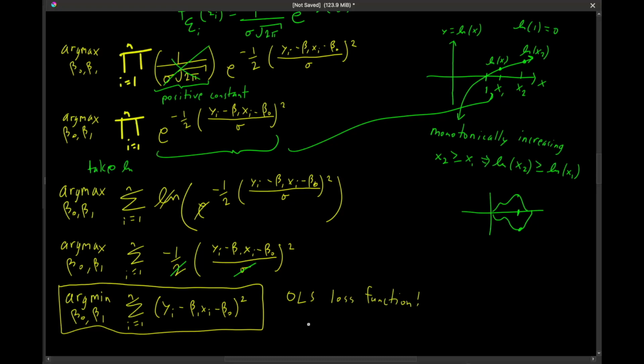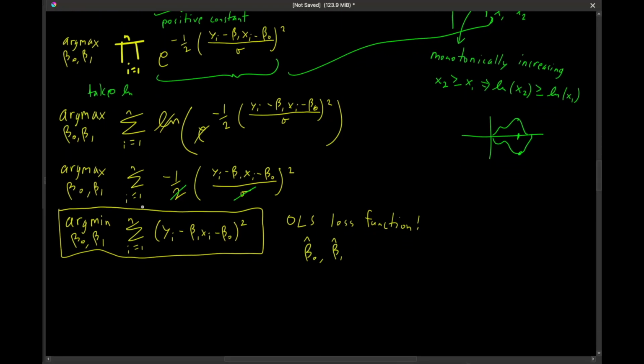And you can solve for beta 0. I'll put a hat to indicate that that's the argmin. And in the last video, I don't remember, I might have put a 1 over n here, but it doesn't really matter, again, because it's just a positive constant. It won't change the argmin. It won't change the betas that we get.